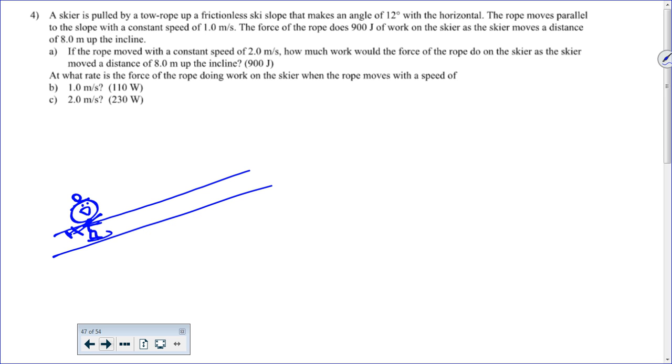So what forces are going to be acting on our dude? Gravity and the tow rope. So there's the force of the rope and the parallel component of FG, which is all I care about, because it's frictionless. Everybody good with that? What do we know? He's going up the slope at a constant speed of 1 meter per second. Why do you think it's important that the speed here is constant?